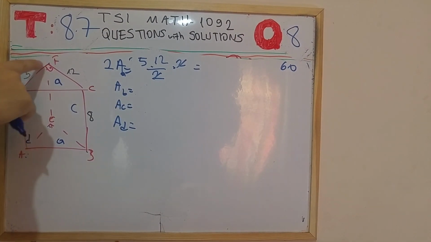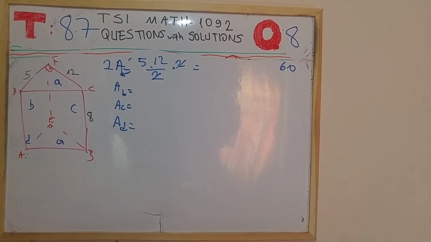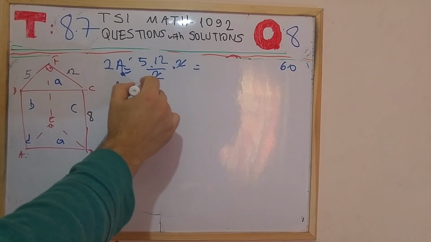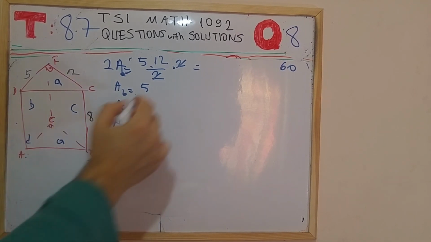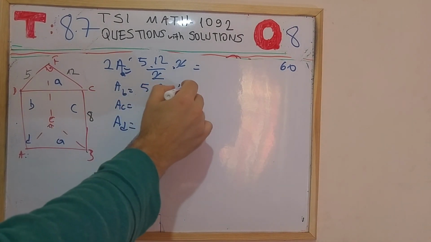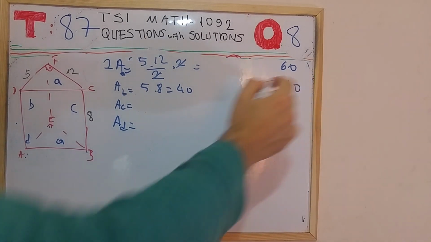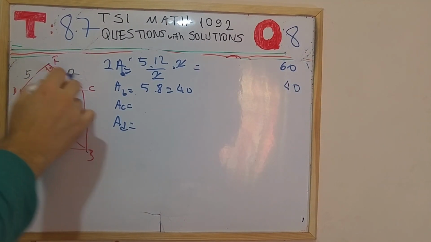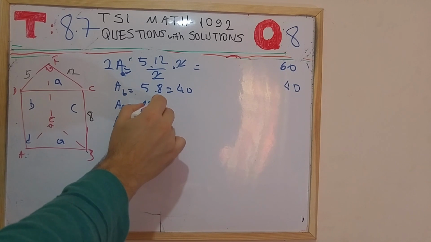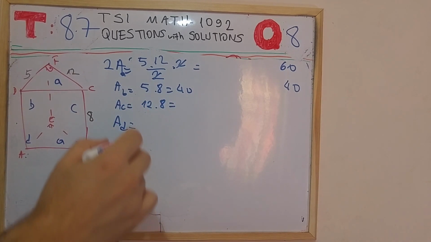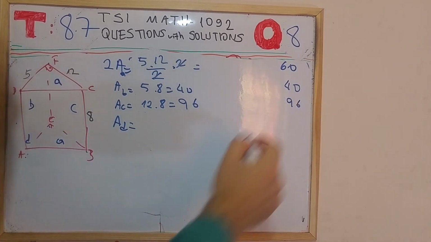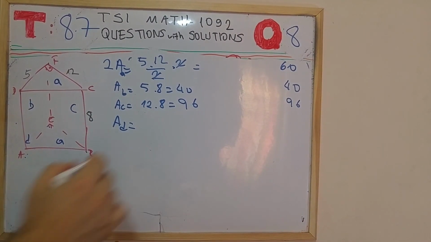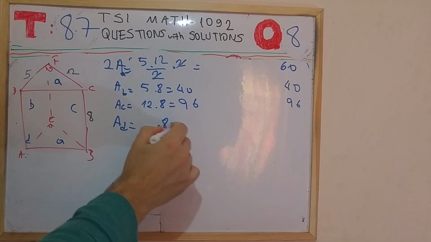Let's find the area of the first rectangle. What I have here is 5 times 8, which is equal to 40. Second rectangle, what I have here is 12 times 8, which is equal to 96. And the last one is something times 8 that I'm going to find out.